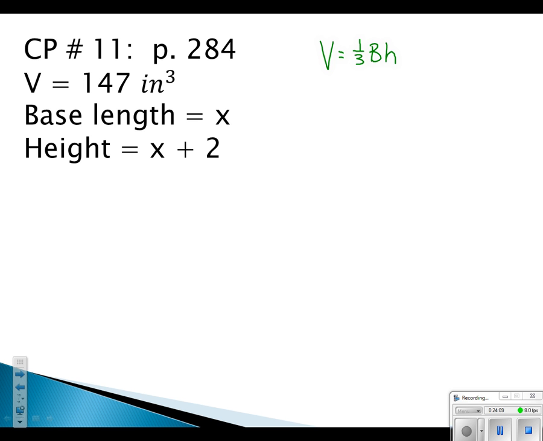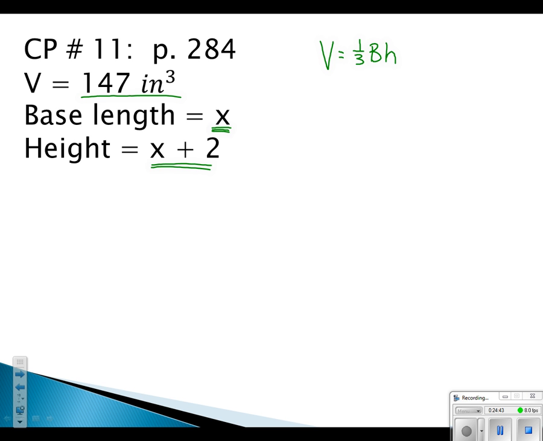Okay, they are giving us a volume of 147 cubic inches. The base length, we don't know anything about. So assign your variable to your base length. Now the height, they gave us a little bit of a hint. They wanted our height to be 2 more than the length of the base. Here we go. 2 more than the length of that base. All right, so now we're going to figure out what the possible base lengths could be.